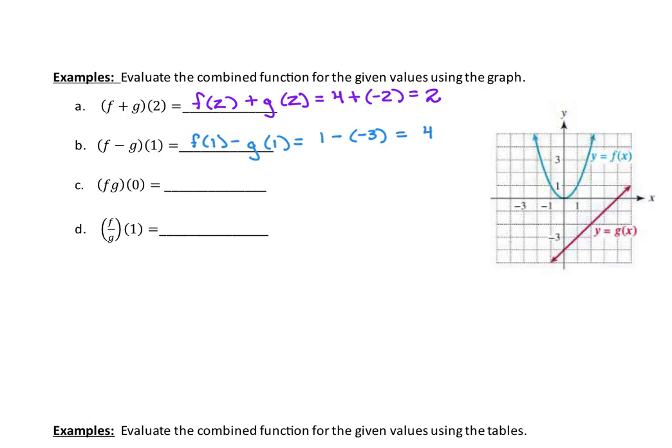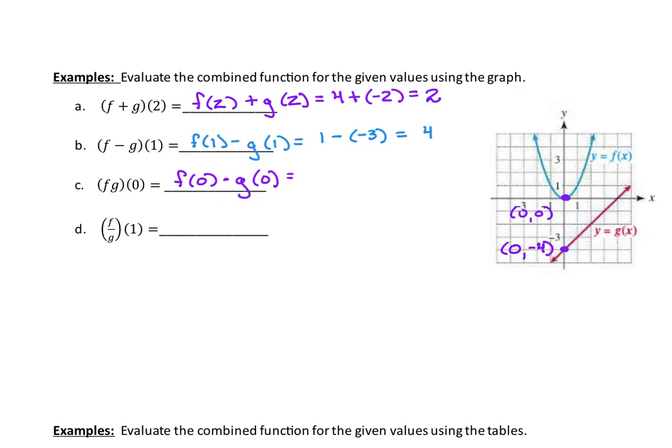All right, so same thing with multiplication and division. You don't want to get so worked up on what does this mean. And so, for instance, if we want to look at the multiplication problem, this is f of 0 times g of 0. And so we want to find points that have an x-coordinate of 0. On f, I have the point 0, 0. And on the g graph, we have the point 0, negative 4.